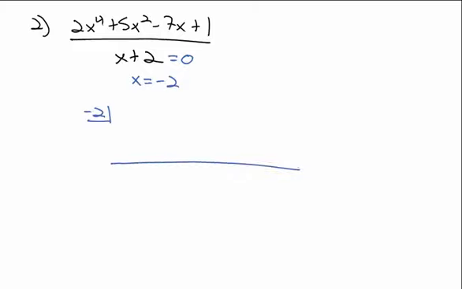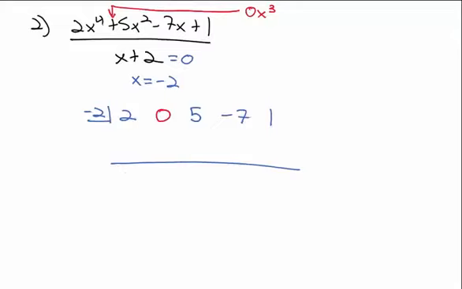We want to be careful as we go across, though. Don't get moving too fast. You might notice we're missing the 0x cubed. Always check to see if anybody's missing. So we're going to go across. We're going to need 2. Don't forget the 0 for the x cubed, then the 5 for the x squared, the negative 7, and the 1. Don't put it in the wrong spot. It must count down 4, 3, 2, 1, 0.